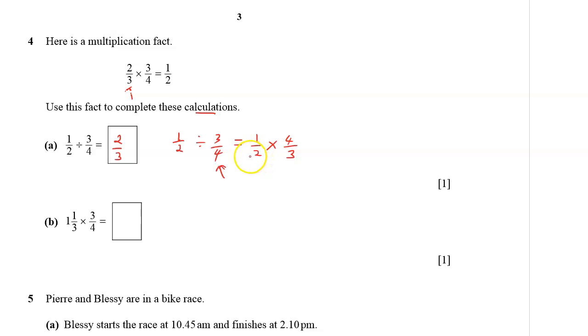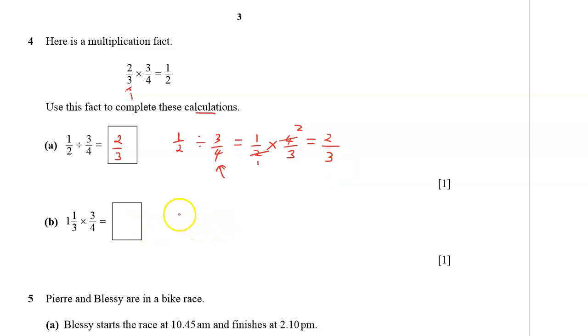And of course, you can cancel 2. You can cancel this 2 and this 4, you get 2. And therefore, 1 times 2, the numerators, will give us 2. And the denominators, of course, this is 1, 1 times 3 gives us 2/3.